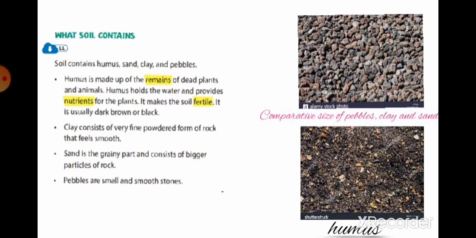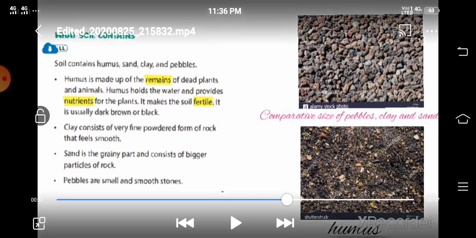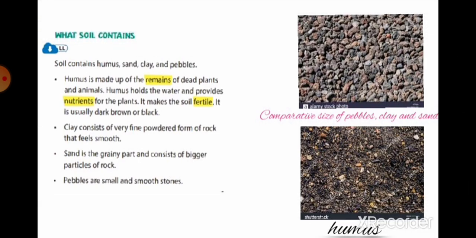So, let us see what soil contains. Soil contains humus, sand, clay and pebbles. Humus is made up of the remains of dead plants and animals. Humus holds the water and provides nutrients for the plants. It makes the soil fertile. It is usually dark brown or black in color.